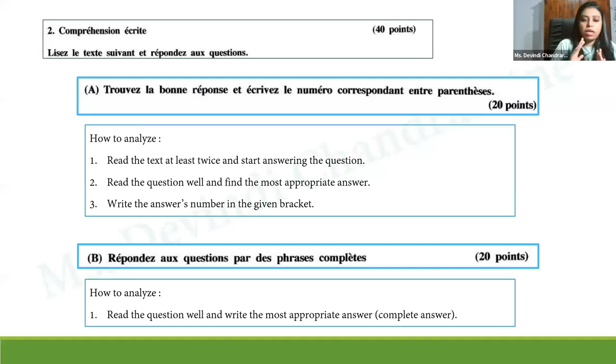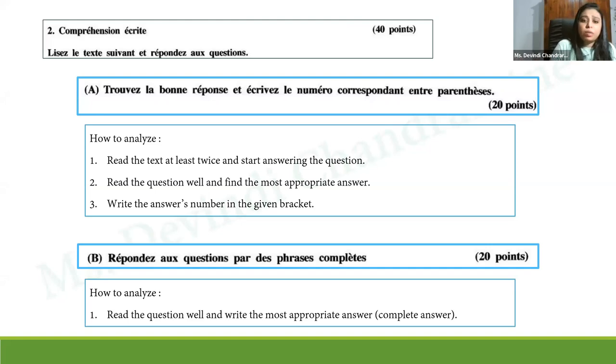It's a must, and it's common for every language, whether English, Italian or any other. Don't start answering before reading the passage. And if you have time, please read the text at least twice, because in the first reading you might be blank, but when you read it the second time, you will have some ideas in your head about what is being suggested here.